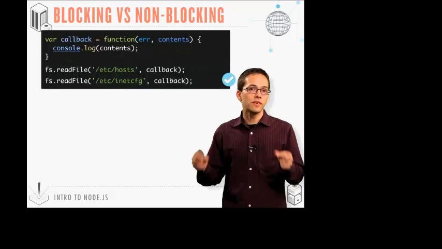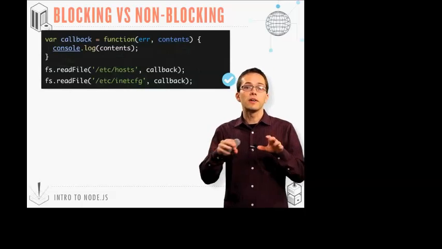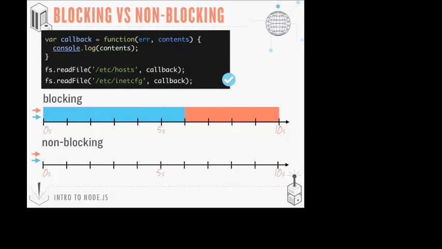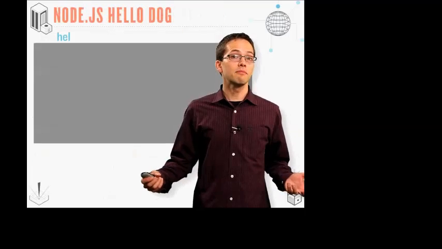Let's take a closer look at this code, and let's see what happens when we're reading two files at the same time. First of all, if we had to do this in a blocking way, we look at the timeline. If this was blocking, it would read one file and then the next file. However, since our code is non-blocking, if we read two files at the same time, they're going to read in parallel and happen much quicker.